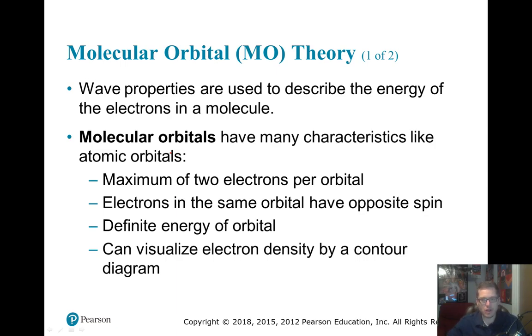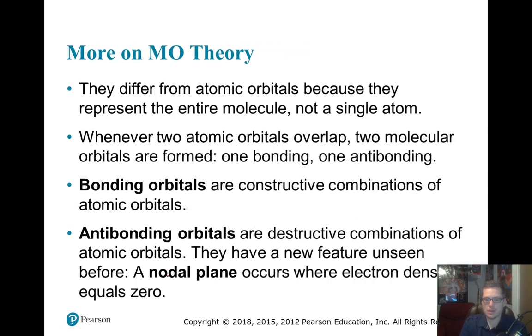It's essentially a lot of the same things as what we learned about atomic orbitals. There's still a maximum of 2 electrons per orbital, and those 2 electrons have to have opposite spin. That specific orbital has a definitive energy level, and we can visualize the electron density by a contour diagram. So same thing we've been doing, with general shapes like spheres or dumbbells. Now here's where they're different from atomic orbitals.